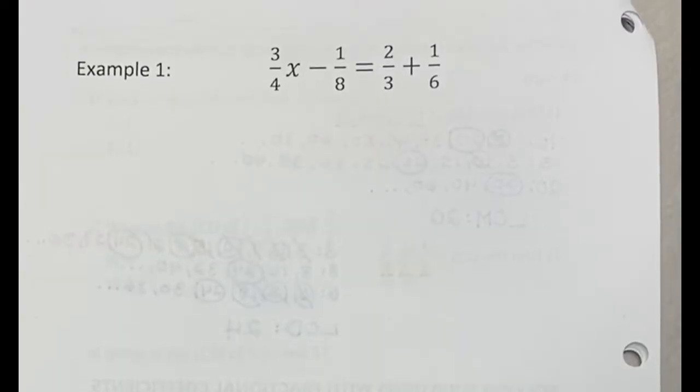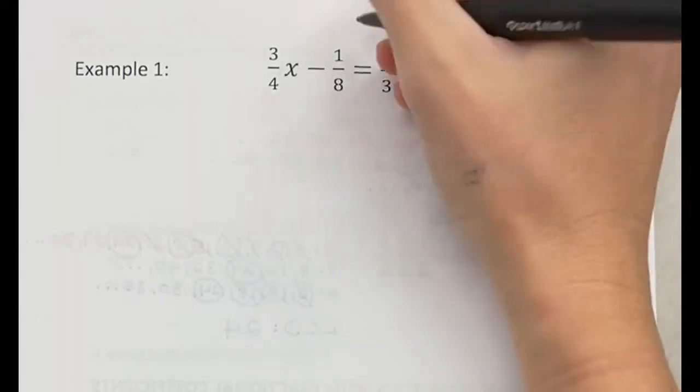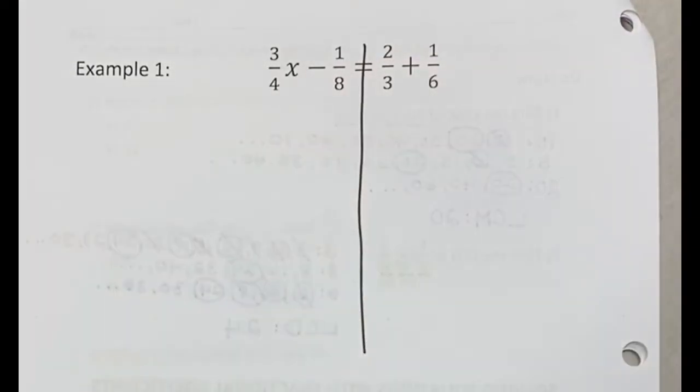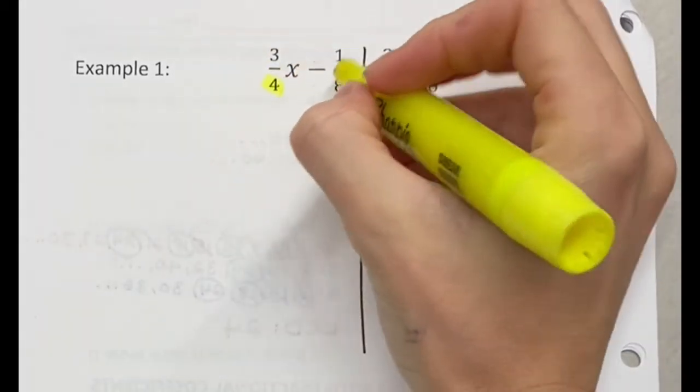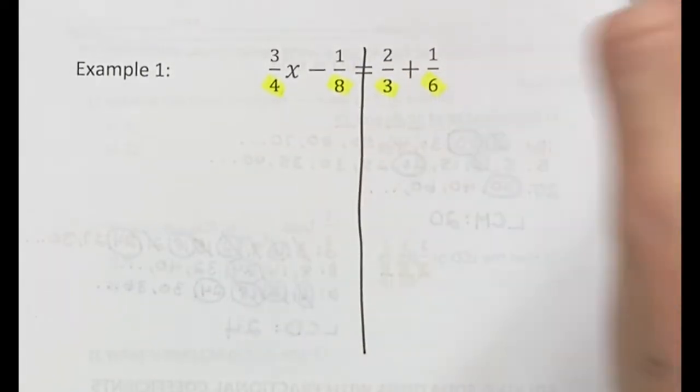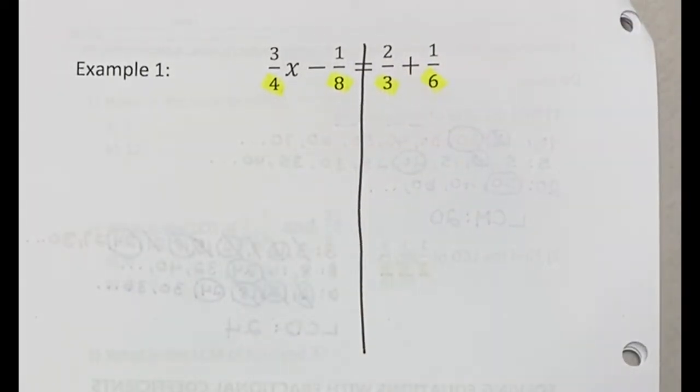Now let's try example 1 together. So we're going to put our line down, our equal sign. And then I see all these fractions, so I need to get rid of the fractions. So I need to find a least common denominator. So I'm going to look at my denominators. So I have 4, 8, 3, and 6. So I need to find the least common denominator of these. So I'm going to list out my multiples on the side.